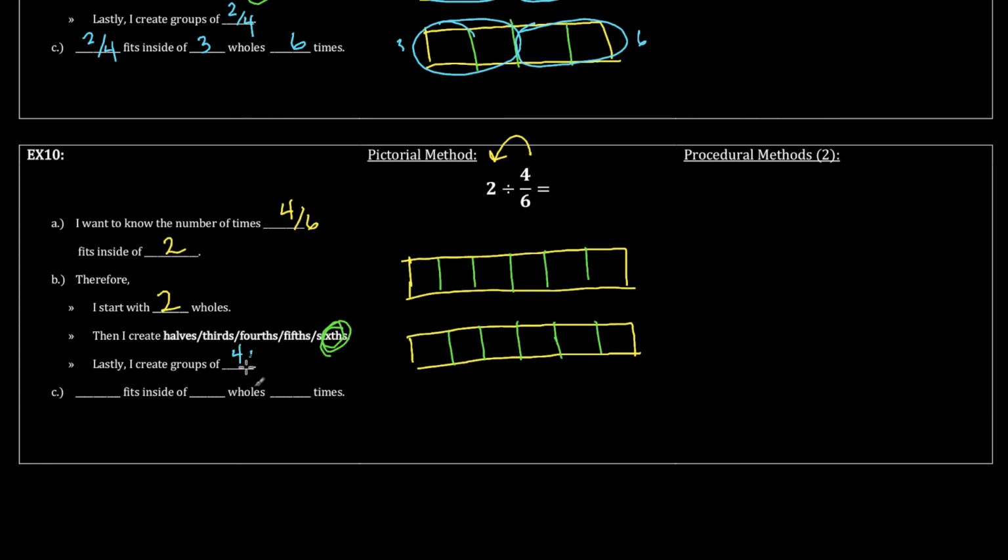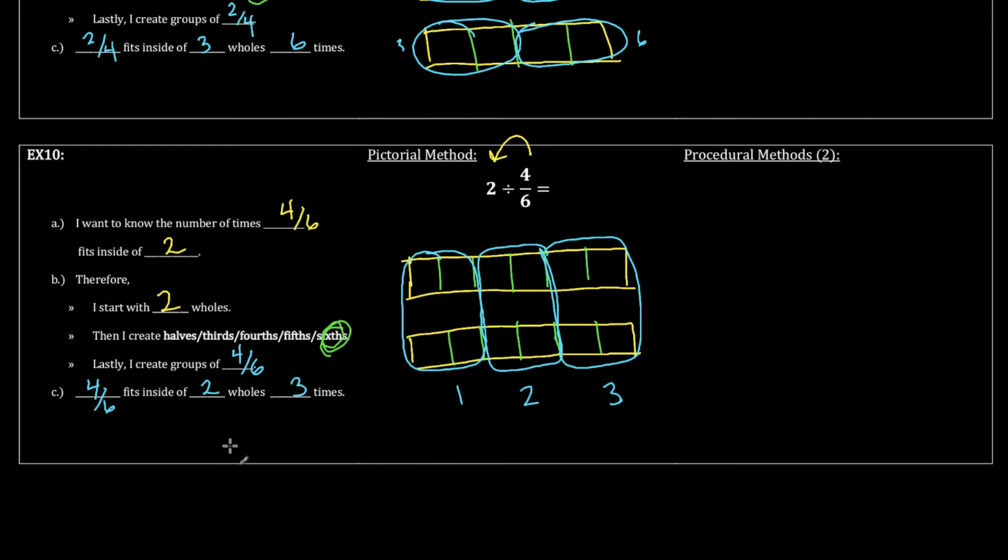Of 4 sixths. So I'm just gonna do it. It doesn't matter how you do it. I'm gonna do it like this: 4 sixths. So 1 group of 4 sixths, 2 groups of 4 sixths, and 3 groups of 4 sixths. So 4 sixths fits inside of 2 wholes 3 times. That's all there is to the diagram.